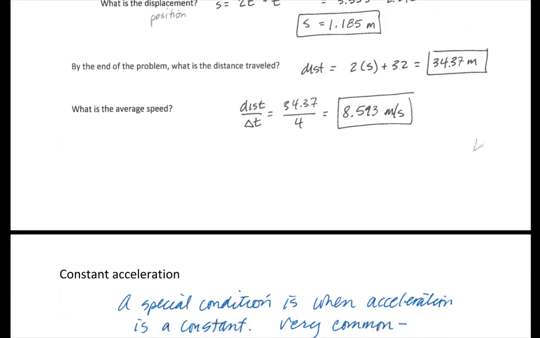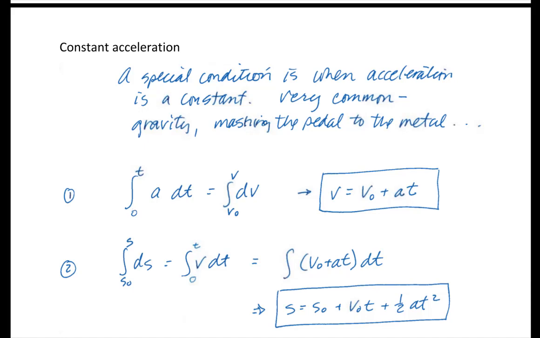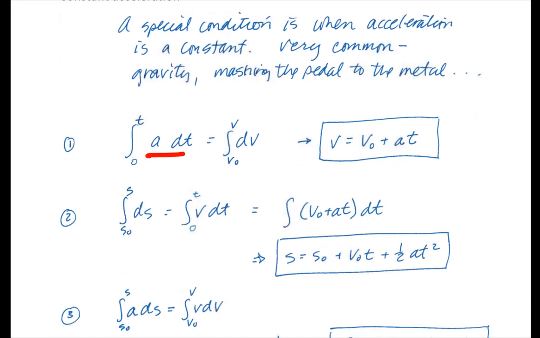All right, I'm going to continue on here, and now we're going to talk about constant acceleration. Constant acceleration is a special condition that happens when acceleration is constant. It's very common with gravity, or when you're at a stop sign and you mash the pedal to the metal, as I call it. You can discover the equations for constant acceleration by taking a = dv/dt and putting it in this way, and where acceleration is constant, you see this first constant acceleration equation.